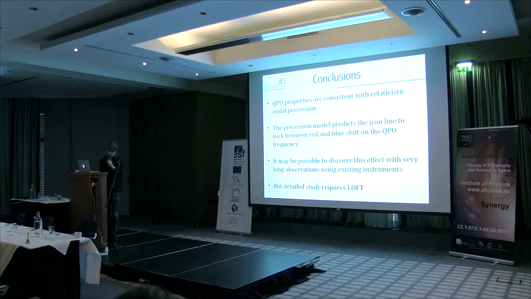But we need a smoking gun. We need to do something more detailed to really understand what's going on and differentiate between different models. The precession model predicts that the iron line should rock between red and blue shift at the QPO frequency. So if we can phase resolve the QPO, then maybe we have a chance of proving that we really are seeing precession. We may be able to discover this with long observations using XMM, or NuSTAR, which I also haven't mentioned, and Astro-H as well. But if you want to really study this and measure parameters, you need LOFT.